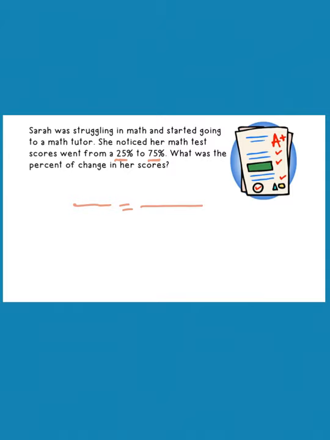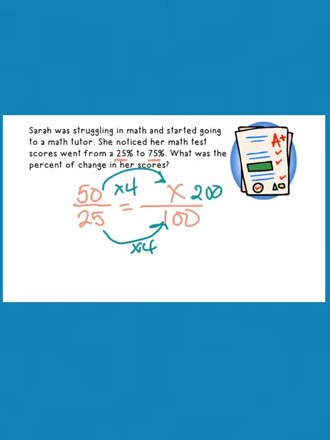So 25% was her original, right? Then it increased. What was the change? The change was 50 because 75 minus 25 is 50. And I want to know what percent that is. This is times 4, so I'm going to do 50 times 4, and that's going to be 200. So yes, her grades had a 200% increase. So that's a big improvement.